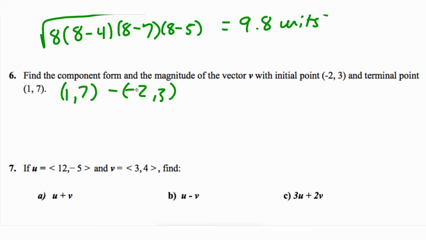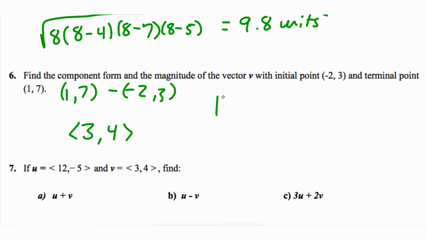So if we take 1 minus negative 2, well, double negative turns into addition, so that ends up being 3, and 7 minus 3 is 4. And then we put the pointy arrow brackets around the outside to show that it is, in fact, a vector. So this is the 3, 4 vector.